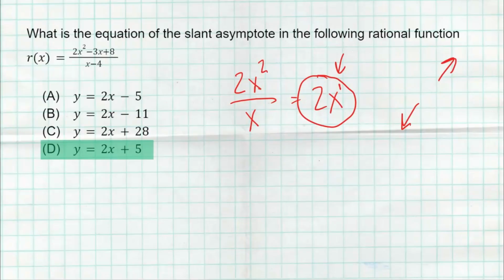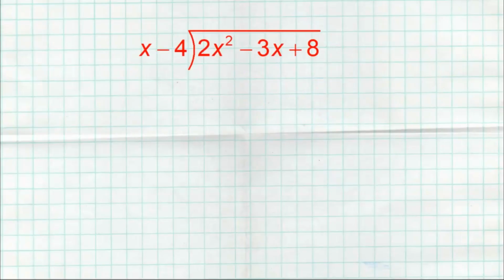And one more piece of information we know is that our slant asymptote is going to be parallel to this linear polynomial, which means we're going to have the same slope of 2. Now, unfortunately, that's not going to help me decide because all 4 answers have a slope of 2. So to get the final equation of the slant asymptote, I need polynomial long division. So I'm going to take 2x squared minus 3x plus 8, and I'm going to divide it by x minus 4. How do I turn an x into a 2x squared?